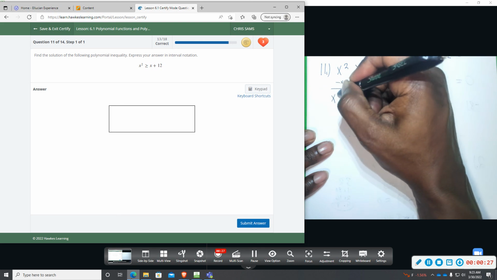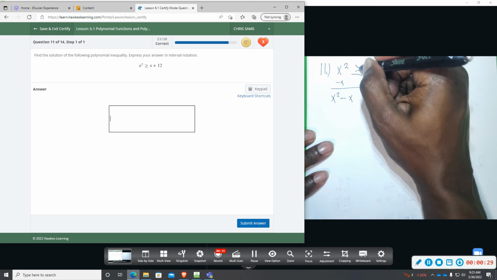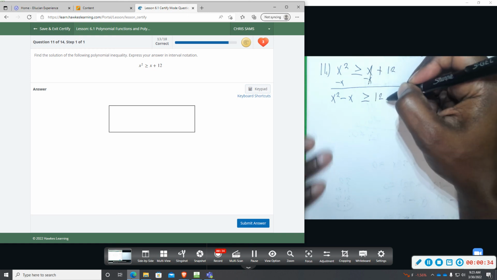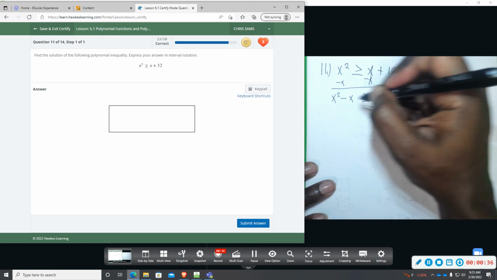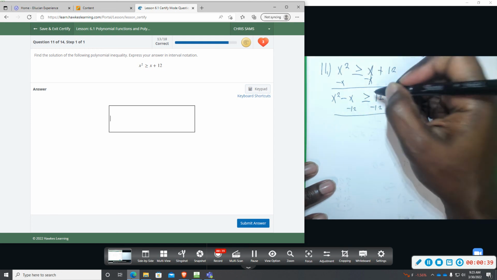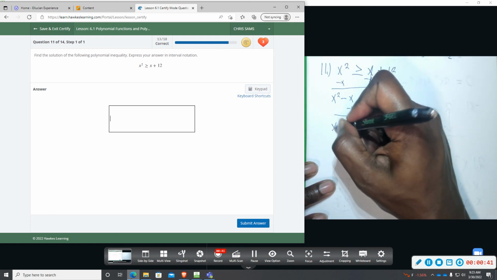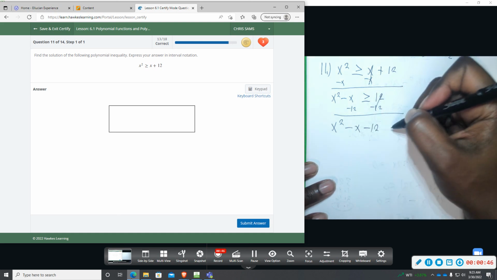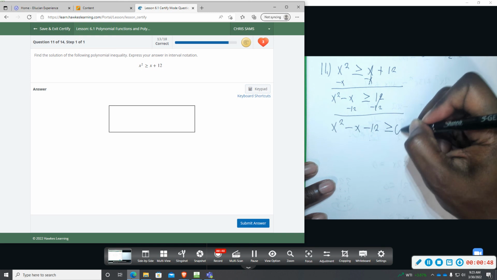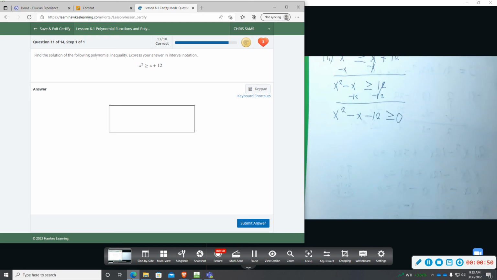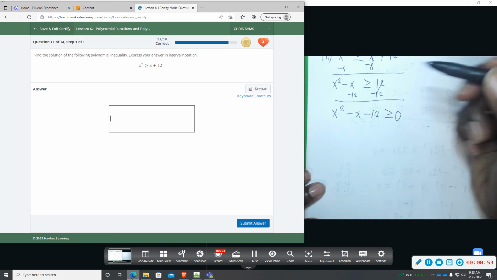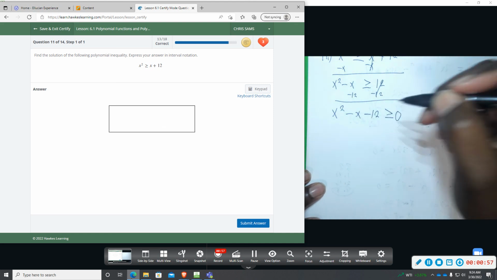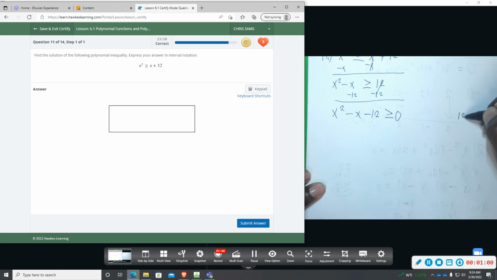And that would give me x squared minus x greater than or equal to just 12. And then I would subtract 12 from both sides. And that would give us x squared minus x minus 12 is greater than or equal to 0. And now that this is set to 0, we're going to factor this side to figure out what our critical points are. So 1 times 12 is 12.